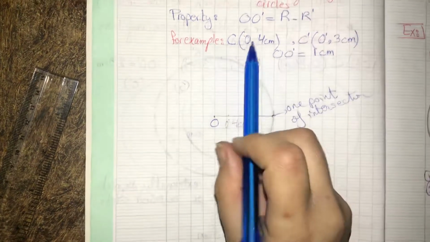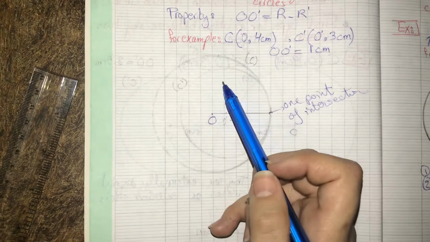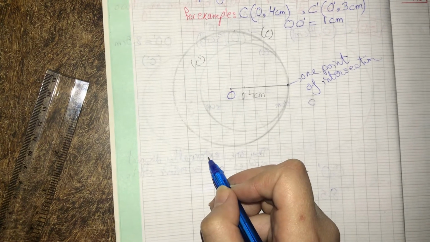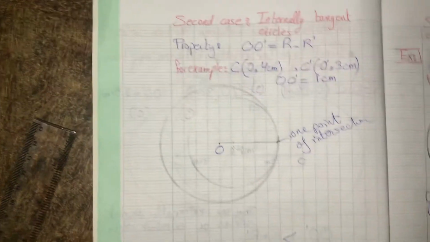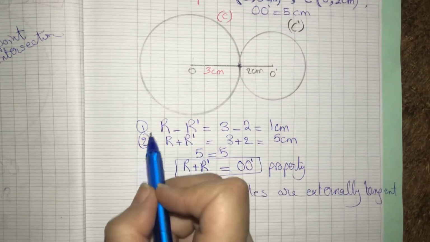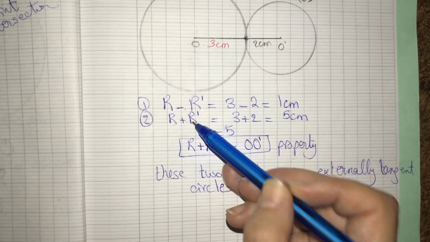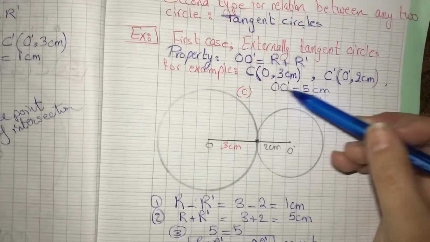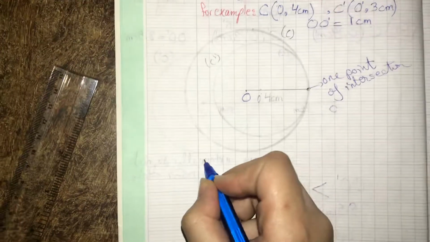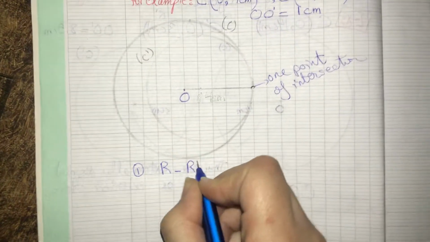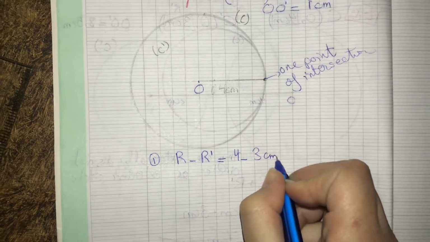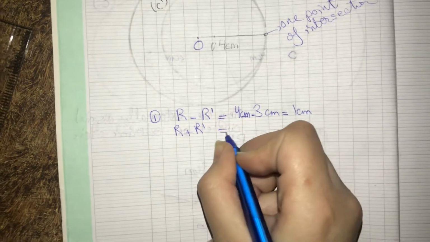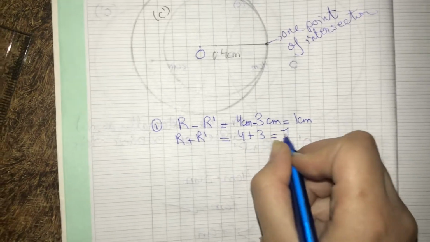If I don't have a drawing to distinguish the case or the type, we do it through calculation. How? We apply the property. First, as we did with externally tangent circles, the first step is R minus R prime, the second is R plus R prime, then I compare between them and OO prime. So I will do the same steps. The first step is to calculate R minus R prime. So 4 minus 3 is 1 centimeter, and R plus R prime is 4 plus 3, which is 7 centimeters.